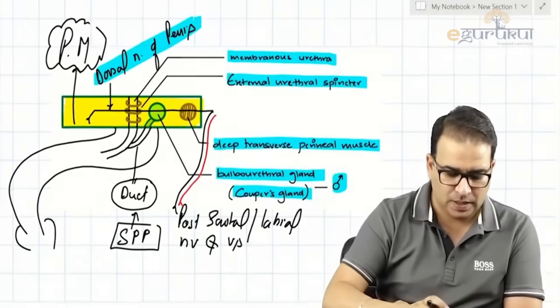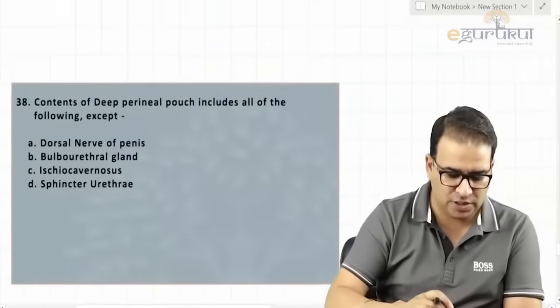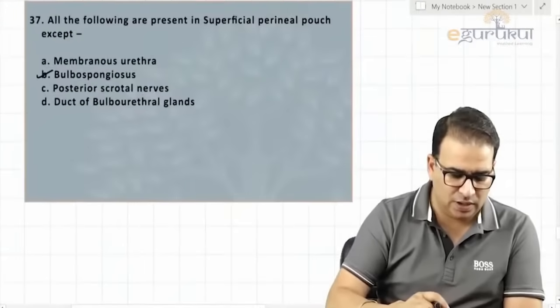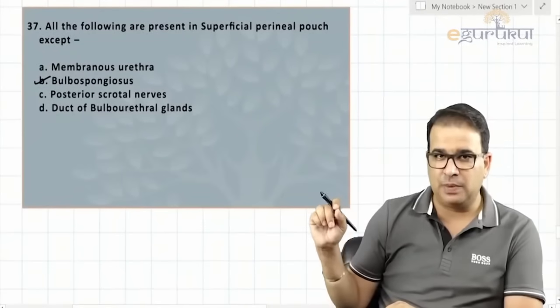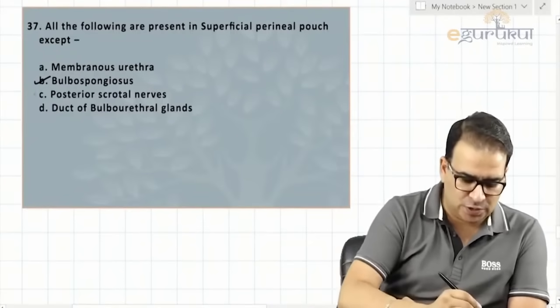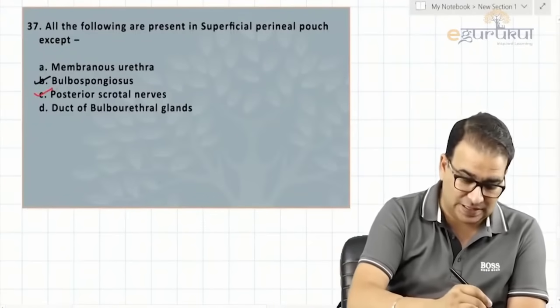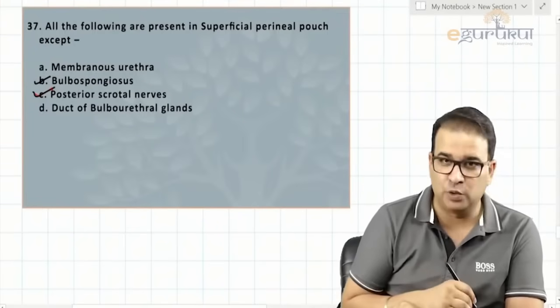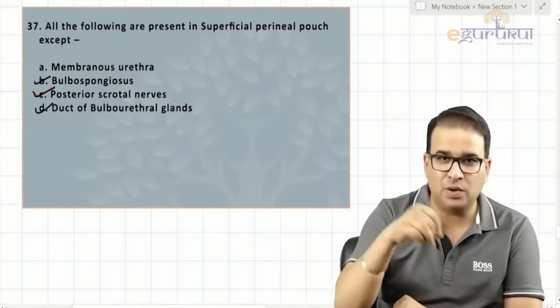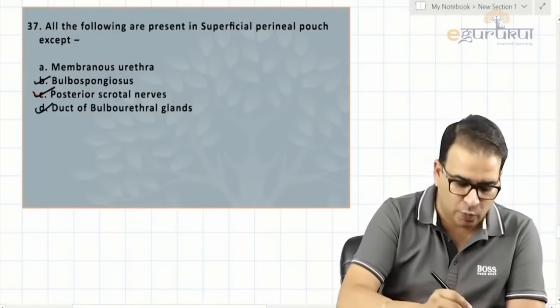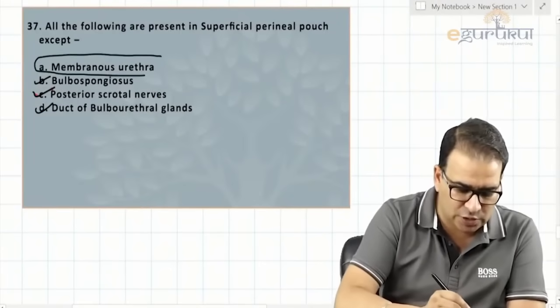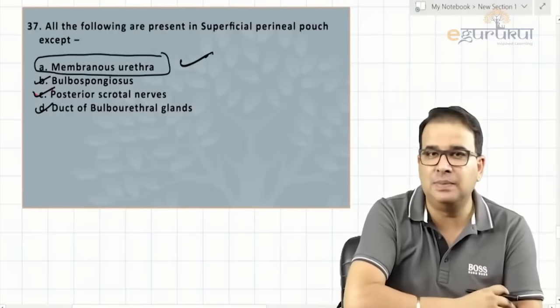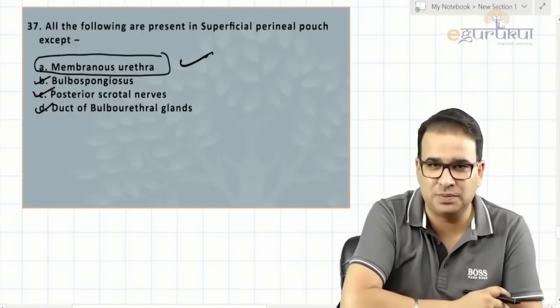So now let me get back to the question here. First here we said what? All are the contents of superficial perineal pouch except posterior scrotal vessels. Now here we said yes, that precisely is the content of what? Superficial pouch. Duct, we just saw that the duct is coming down and it is also there in the superficial pouch. What is not there? Membranous urethra. We saw it is a content of what pouch? Deep perineal pouch. So that is the answer to this question.